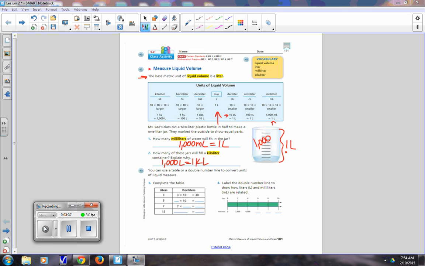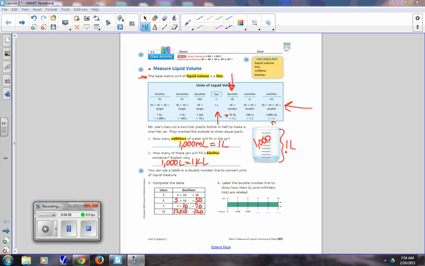If you have 5 liters, how many deciliters? Well, it's going to be 50, because remember, everything's multiplied by 10. 7 liters would be 70 deciliters. And then 12 would be 120. Now let's do the milliliters. So we've converted for deci. Now we're going to convert for milli.